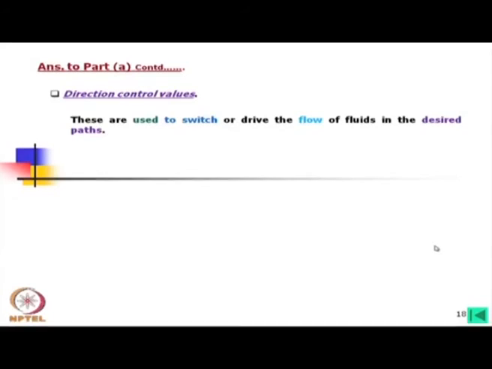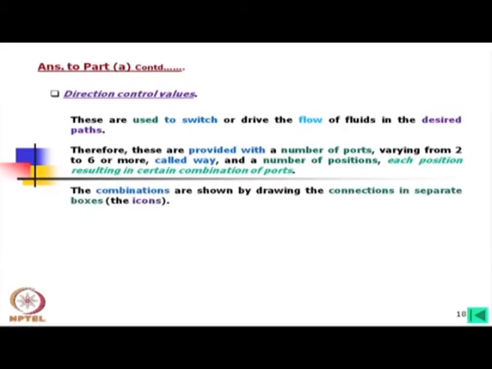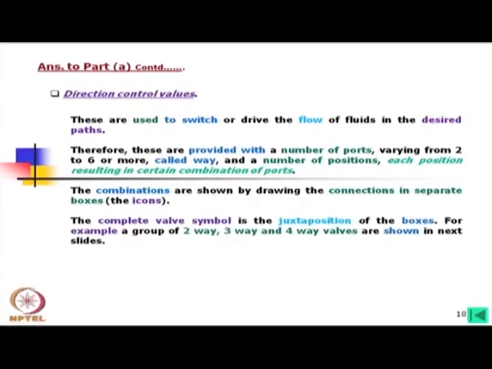These are used to switch or drive the flow of fluids in the desired paths. Therefore, these are provided with a number of ports varying from 2 to 6 or more, called ways, and a number of positions, each position resulting in a certain combination of ports. The combinations are shown by drawing the connections in separate boxes, which are also called icons.